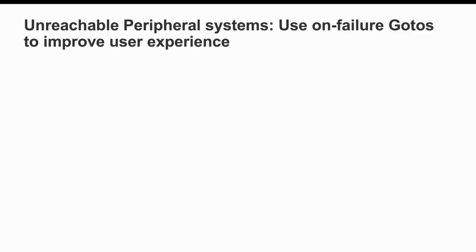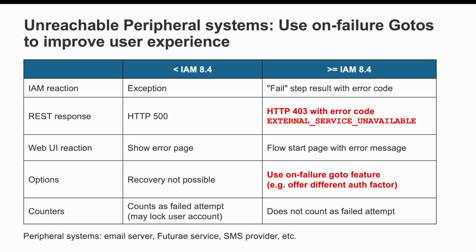The on-failure go-tos are especially useful when IAM is talking to peripheral systems and cannot reach them. By peripheral systems, I mean something like calling an email service, calling the Future A service, an SMS provider, or any other system that is contacted over the network. So in case such a system cannot be contacted, a connection cannot be established, or whatever happens, what can you do here? In the middle columns, you see what happened in previous releases, and in the right column, you see what is happening and what is possible with 8.4 and newer.